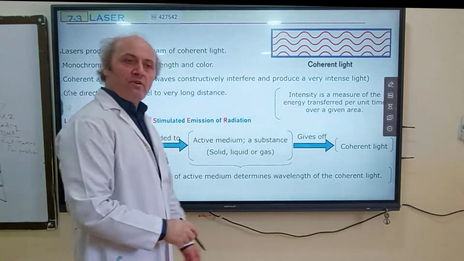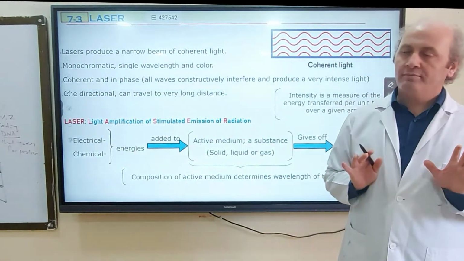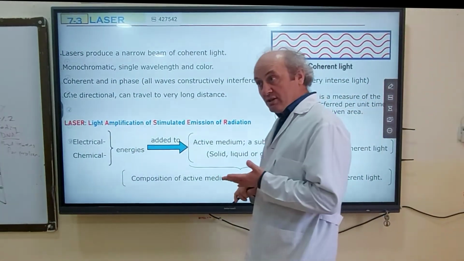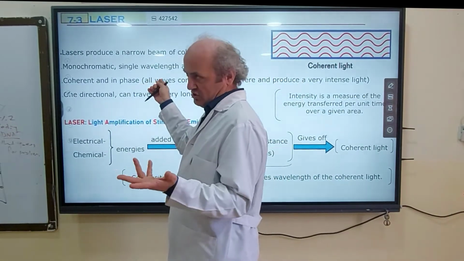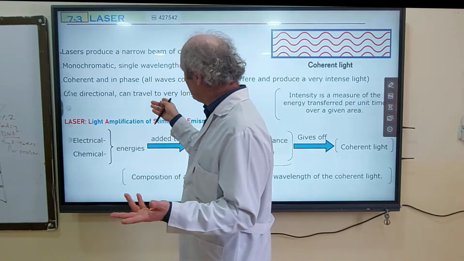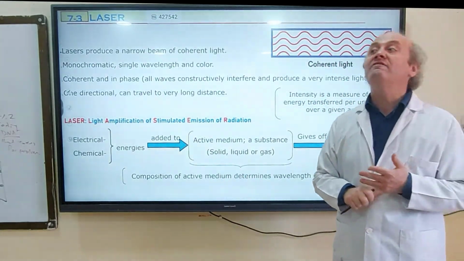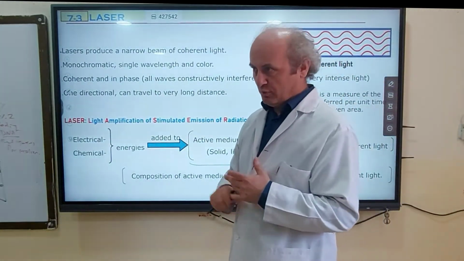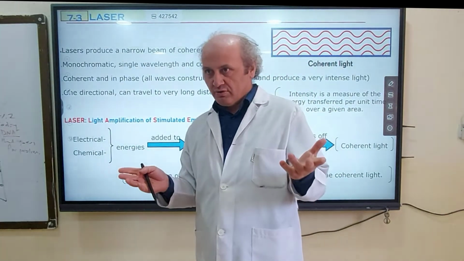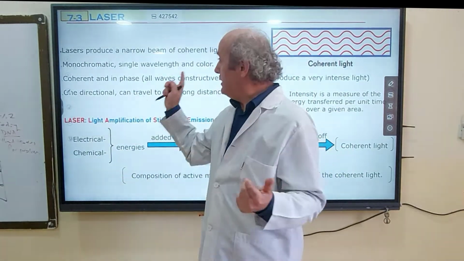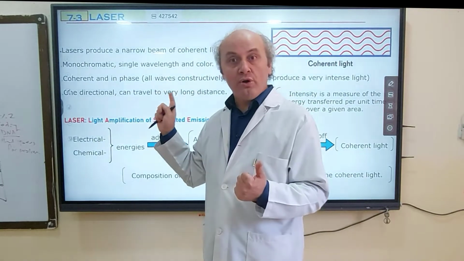Lasers produce a narrow beam of coherent light, and monochromatic, as we said, which means single color, single wavelength. And also coherent, not only coherent, in phase as well. Because coherence is possible, out of phase coherence can be possible as well. But these lasers are coherent and also in phase.